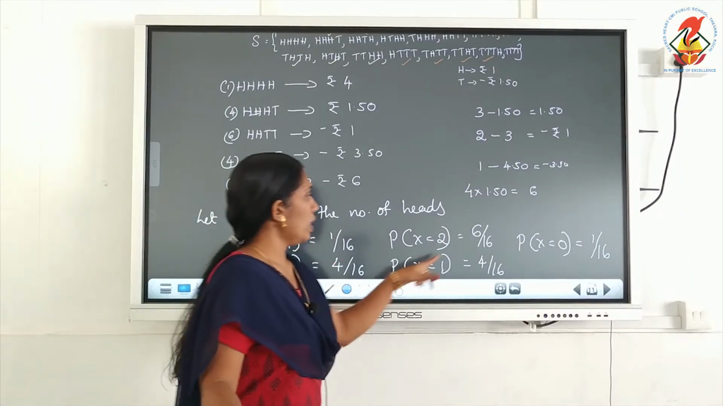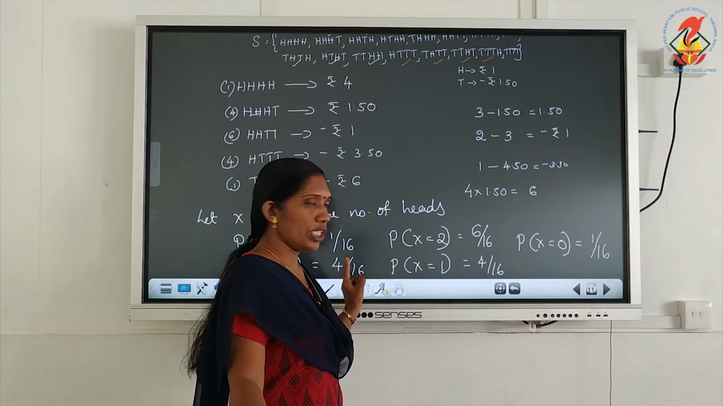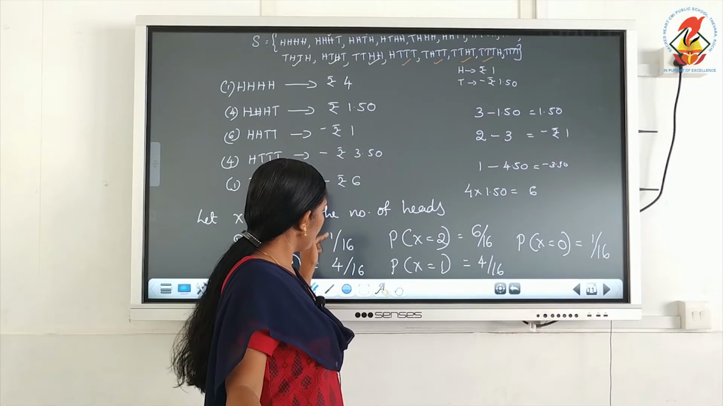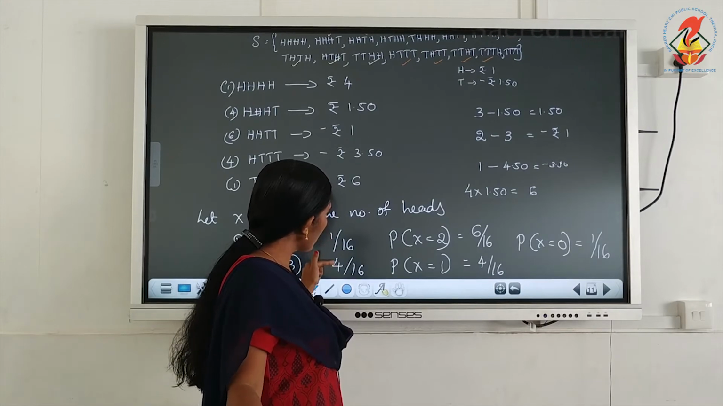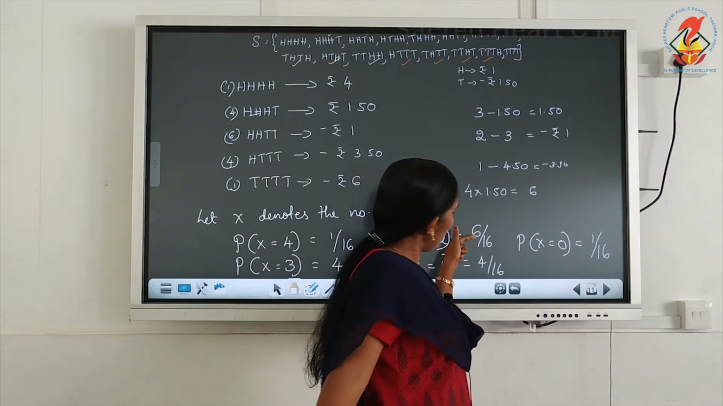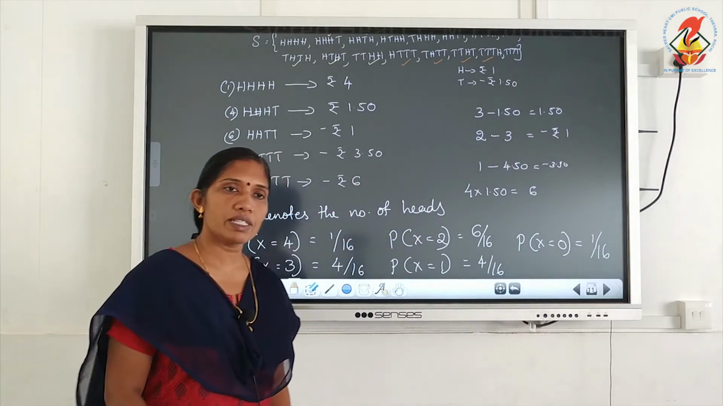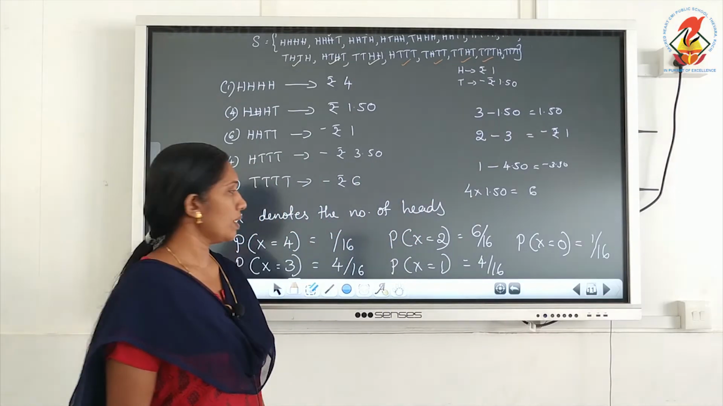And look, the probability of each event is greater than or equal to 0. What is the total value? Add everything. 1 plus 4 is 5. 5 plus 6 is 11, plus 4 is 15. Plus 1 is 16. 16 out of 16 is 1. Okay.